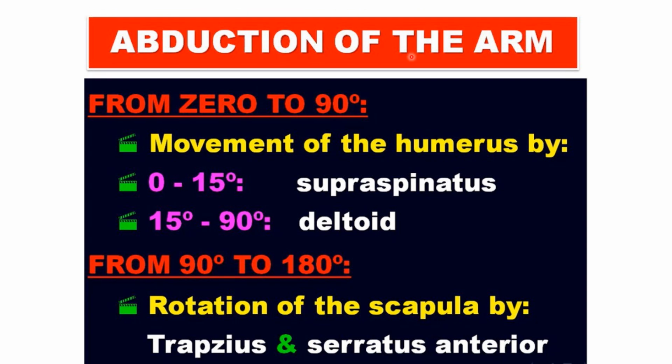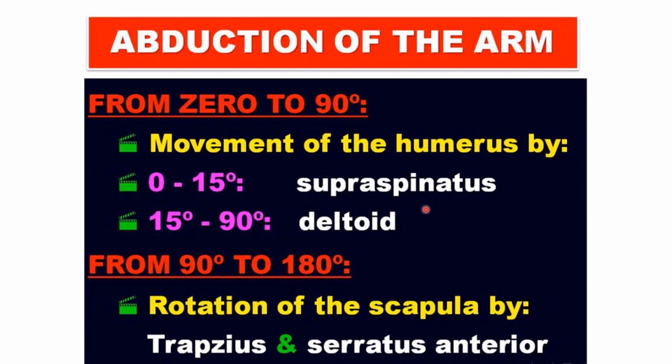So let's look at the abduction of the arm. It's in several degrees, from 0 to 90 degrees, and also from 90 degrees to 180. Under 0 to 90 degrees, it is divided into 0 to 15 degrees, and then 15 degrees to 90 degrees. Here we are talking about the degree of movement. So movement of the humerus is actually by 2 muscles.